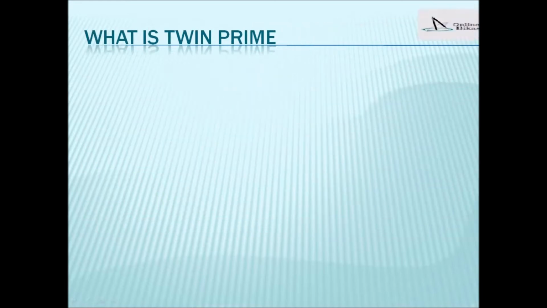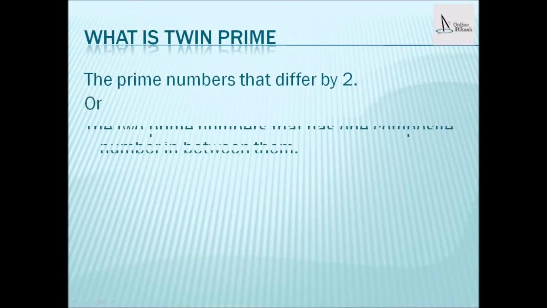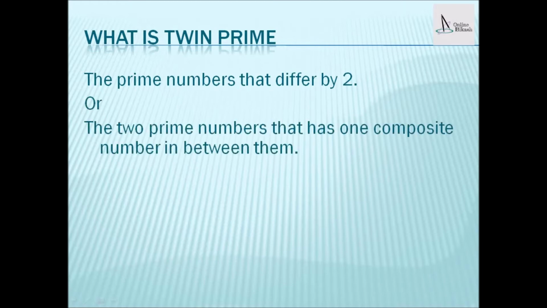So what is twin prime? Twin primes are prime numbers that differ by 2. Differ by 2 means the difference between the two prime numbers must be 2. Then those prime numbers will be known as twin primes. Let us be very clear with another definition: the two prime numbers that have one composite number in between them. Again I am repeating, the two prime numbers that have one composite number in between them.